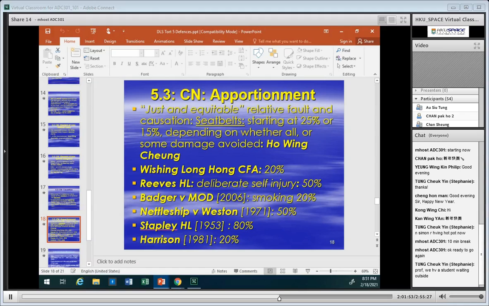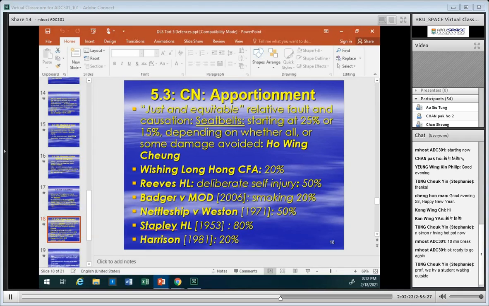So if you like, Harrison takes the cake. 80% is quite a big reduction. Okay, Wishing Long Home, 20%. That's quite high, because you're partially at fault if you fall down unless somebody pushes you or something. Reeves is quite high, 50% for deliberate self-injury, and Badger, I mean, smoking, if you like, 20%. And Nettleship and Weston, 50%. Okay, so there you are.